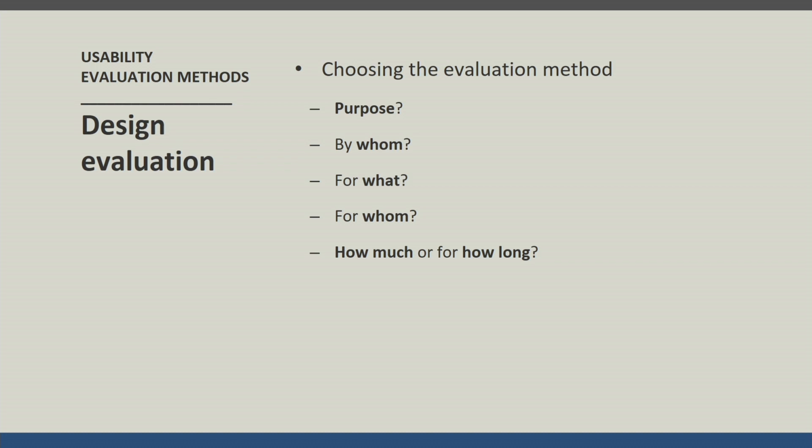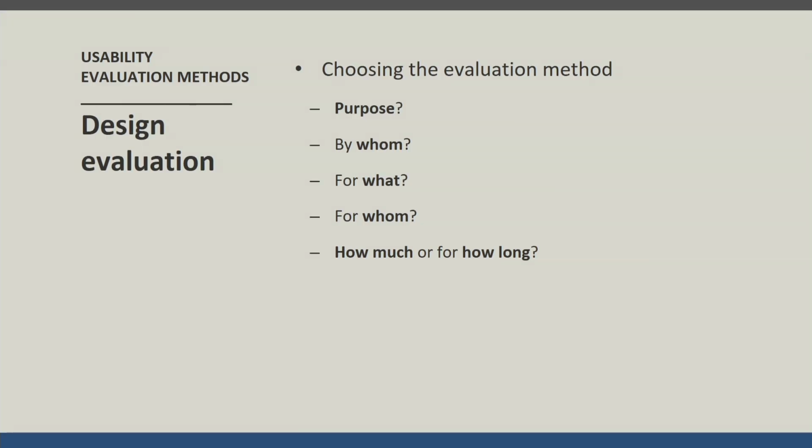Now, let us look at these evaluation methods. How do we choose them? If we have several methods, how do we say, I want to use this method versus the other method? There are different parameters, different dimensions that you may like to consider. One of those dimensions to begin with would be, what is the purpose of the evaluation? If you imagine the triangle of the design evaluation framework that I had shown to you earlier, purpose of the evaluation is a key dimension. It helps you choose which evaluation method you want to deploy. So you have to consider purpose. Then by whom, for what, for whom, and how much or how long? Let us look at these dimensions one by one.